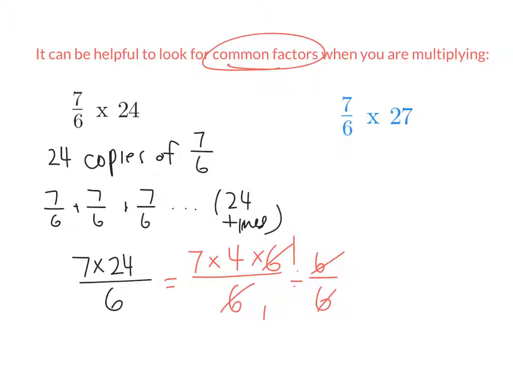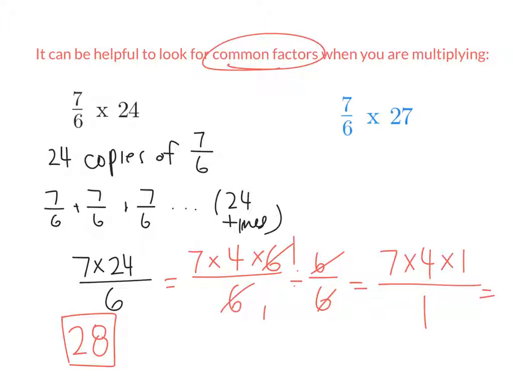Can I divide by 1? Does it change the value of my multiplication or division when I divide by 1? No. Could I divide by 6 over 3? No. Because that's not 1. Okay, so you have to have common factors in the top and the bottom. So now I have 7 times 4 times 1 over 1. Is that way easier to do? What does that equal? 28. Therefore, it's a lot easier to find that 7/6 of 24 is 28 by looking for those common factors rather than multiplying 7 times 24. Do you agree? Yeah. Okay.